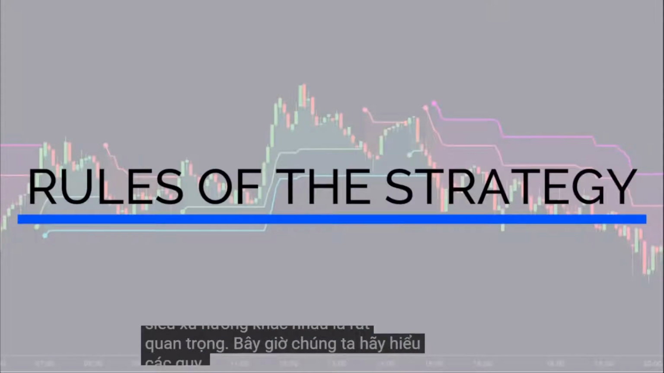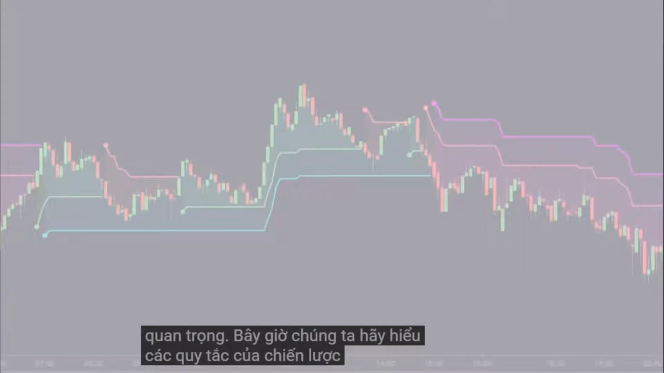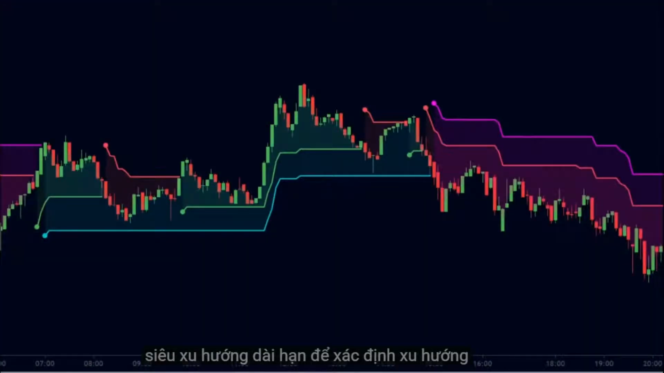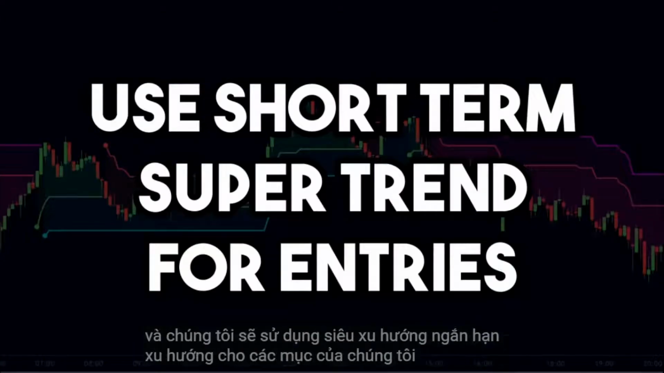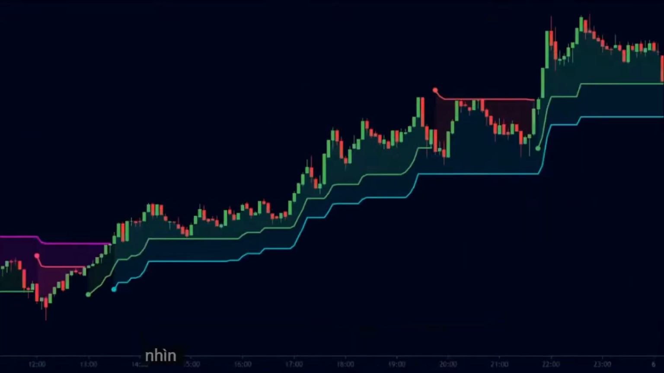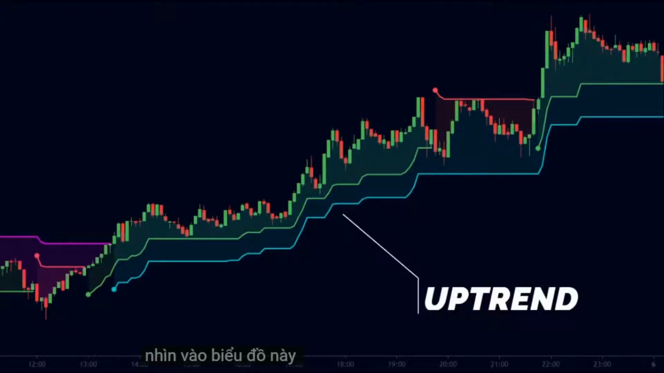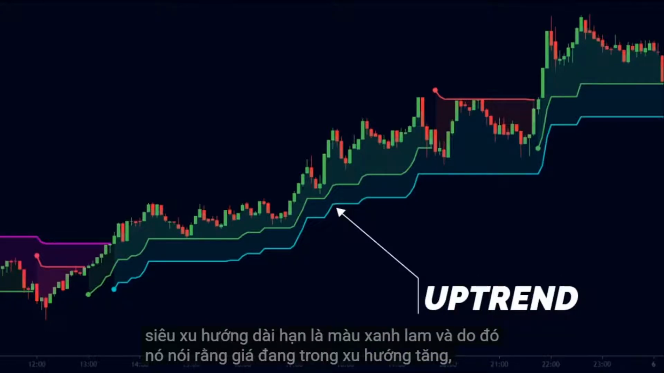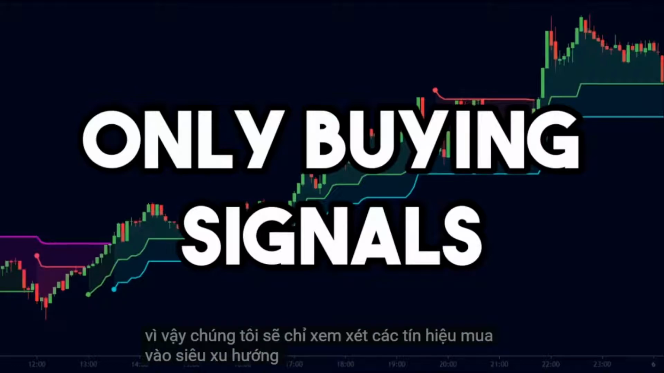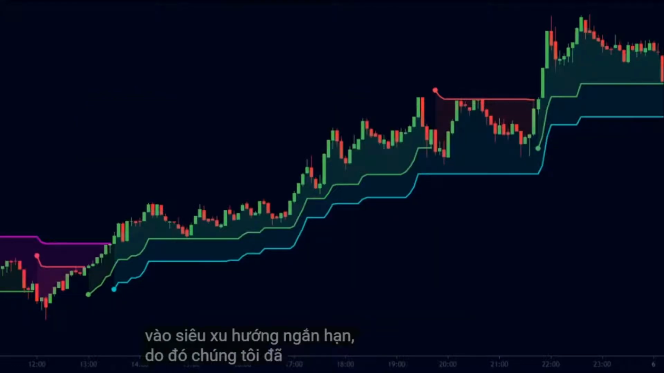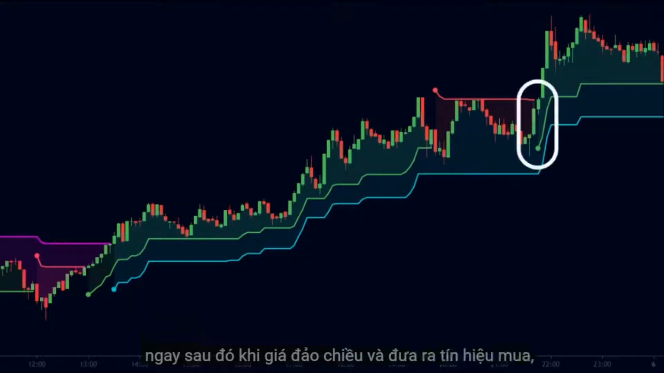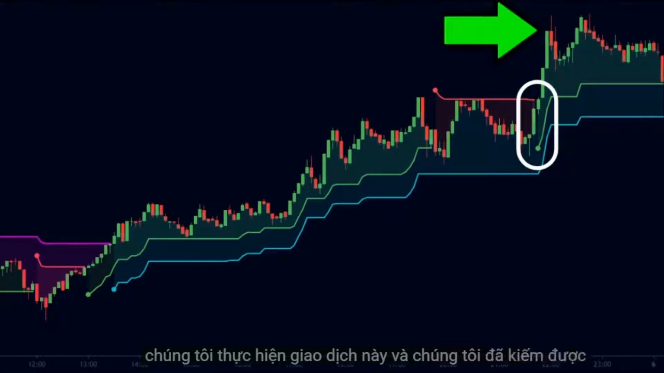Now let us understand what are the rules of the strategy. According to our strategy, we will use the long-term super trend to identify the trend. And we will use the short-term super trend for our entries. Look at this chart. Here, the long-term super trend is blue and hence, it says that the price is in an uptrend. So we will only look at buying signals on the short-term super trend. Therefore, we did not take this sell signal, and we saved ourselves from a loss. Soon the price reversed and gave a buy signal. We take this trade and we made good profits.